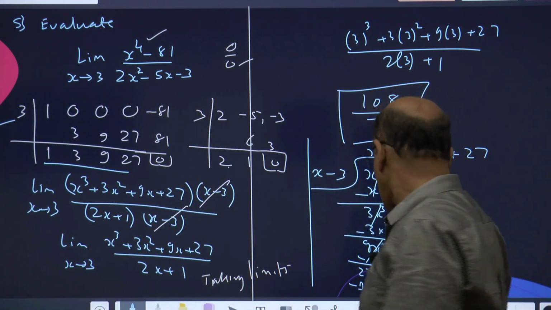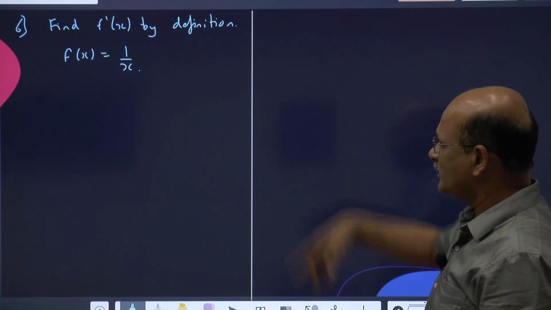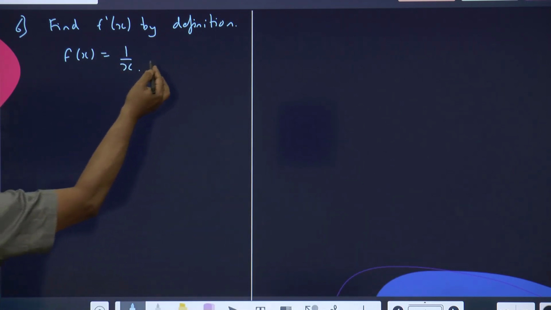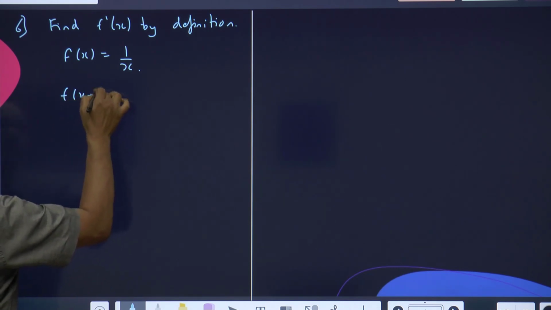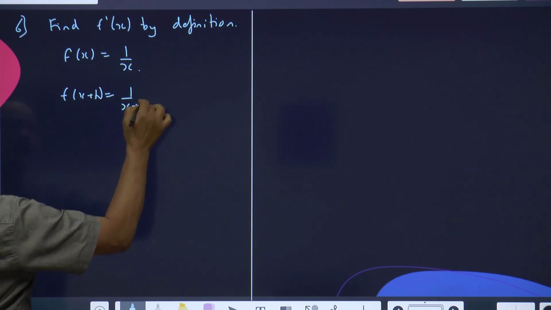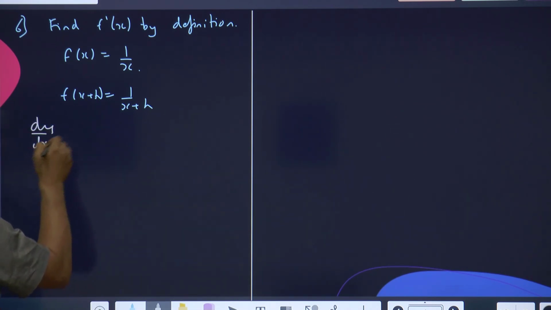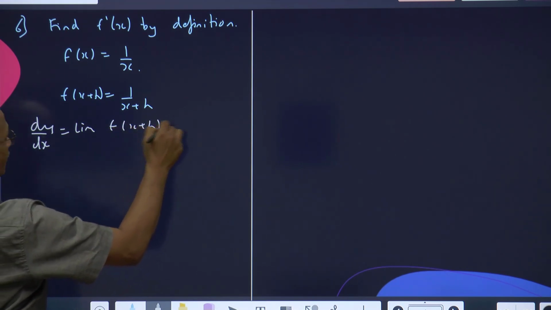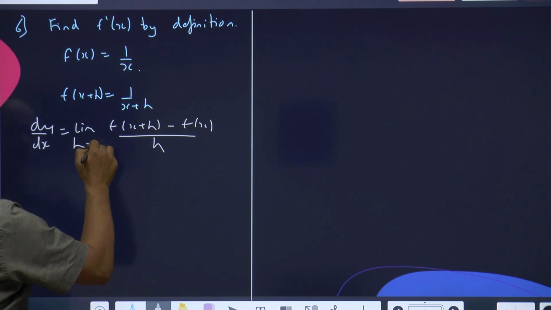There are some quick questions, but I am short of time. But the definition is there. So f dash x means find dy by dx, right? So f of x plus h is 1 upon x plus h, and then you will apply the formula. dy by dx is limit of f of x plus h minus fx divided by h as h approaches 0.